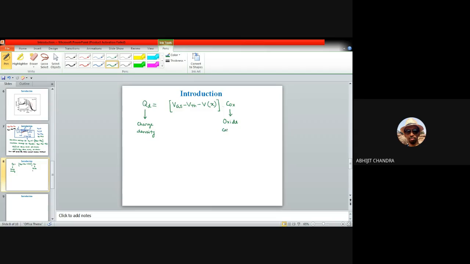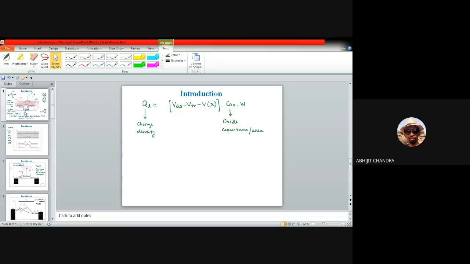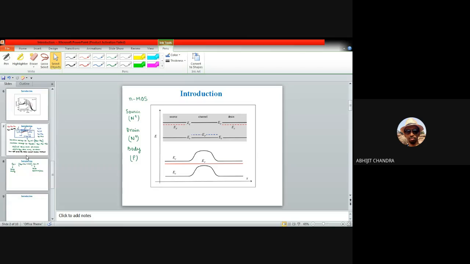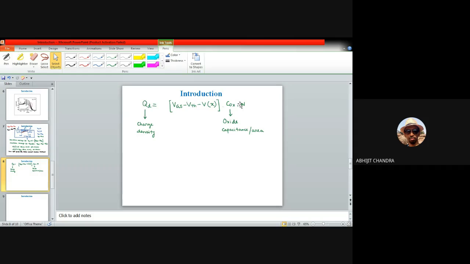So oxide capacitance per unit area. So this has been multiplied with the width. Let me tell you what the width is. For this particular diagram, this is known as the width of the device. So this is the width. Oxide capacitance is given by Cox per unit area. So if I would like to find the corresponding capacitance per unit length, it has to be multiplied with W. So this is the expression for the charge density.